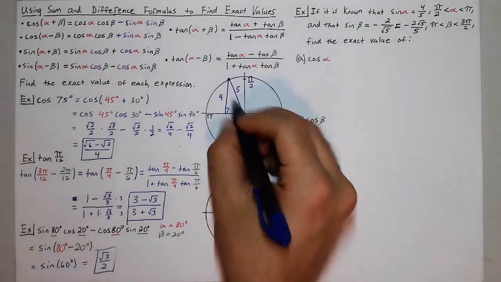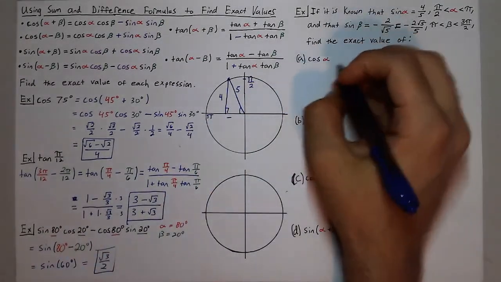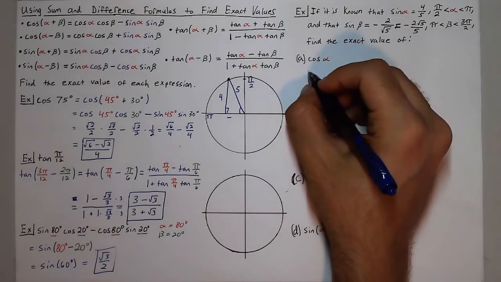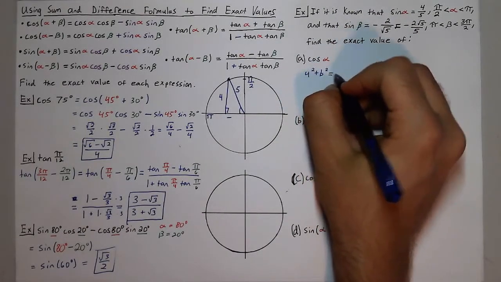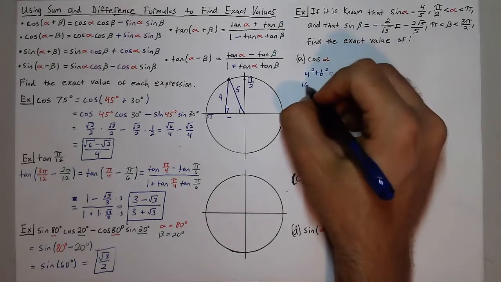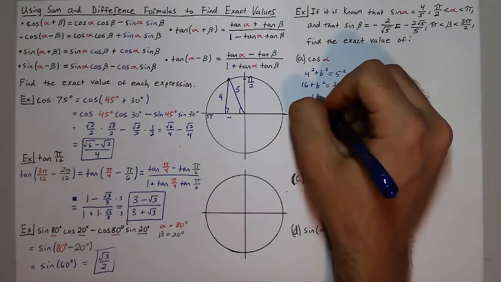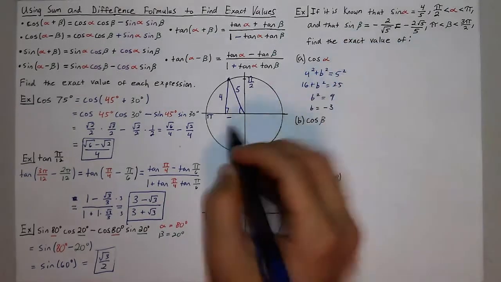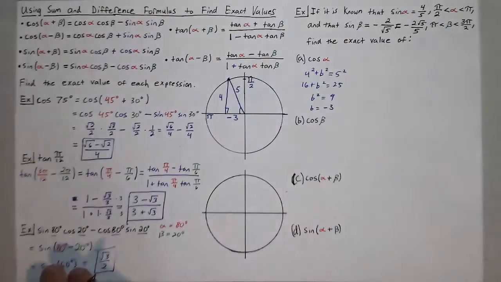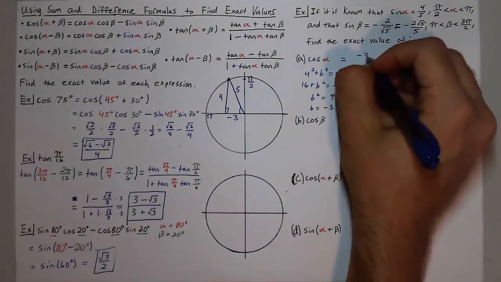Now, since I'm in the second quadrant, my x value should be negative. So I can use the Pythagorean theorem to give me 4 squared plus b squared is equal to 5 squared. So 16 plus b squared is equal to 25. B squared is equal to 9. So b is equal to negative 3, because I need that to be a negative 3 on that side. So cosine of alpha is equal to negative 3/5.